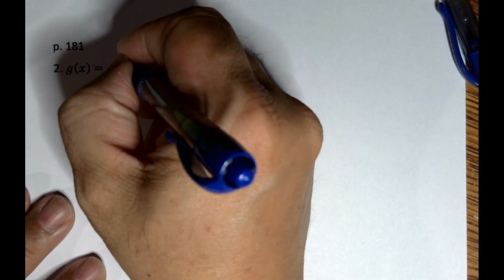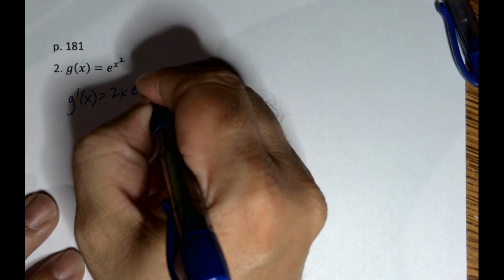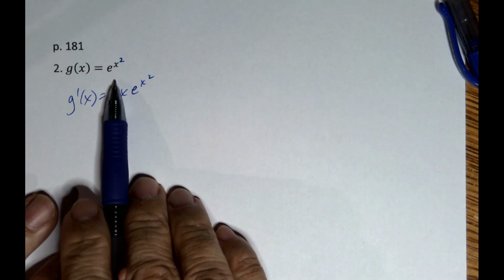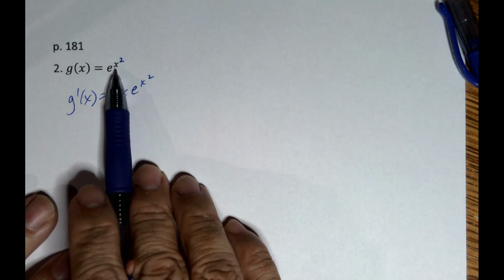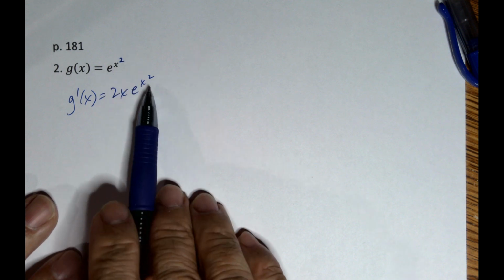All right, I think I copied this wrong. I think it's e to the x squared. So g prime of x is going to be 2x e to the x squared, right? I'm using chain rule. The derivative of e to the something is e to the something, and then you take the derivative of that something. So the derivative of x squared is 2x.